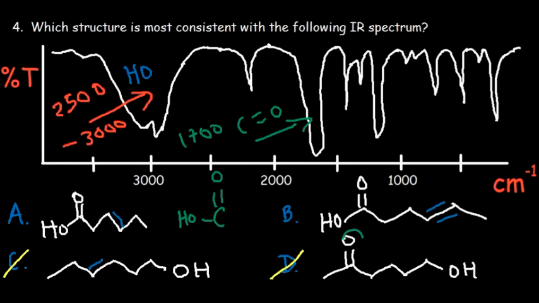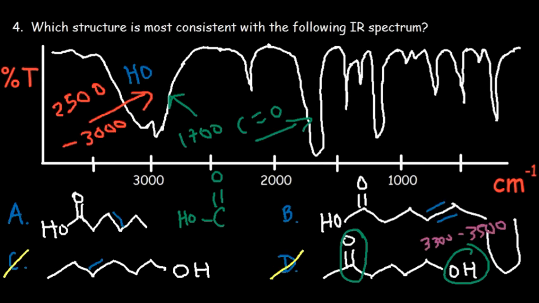Now the ketone would also have that signal at 1700, but the ketone wouldn't have this very broad signal. Now granted, we do have an alcohol, and an alcohol would generate a broad signal, but it wouldn't be around 2500 to 3300. This signal would be more like 3300 to 3500, and it's not as broad as a carboxylic acid.